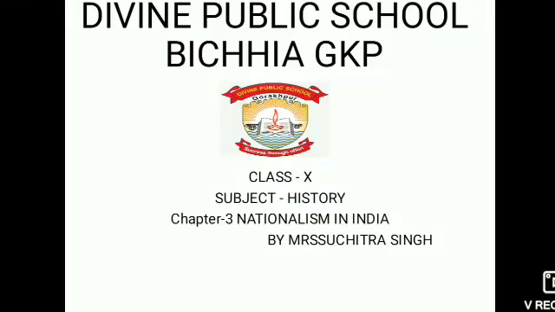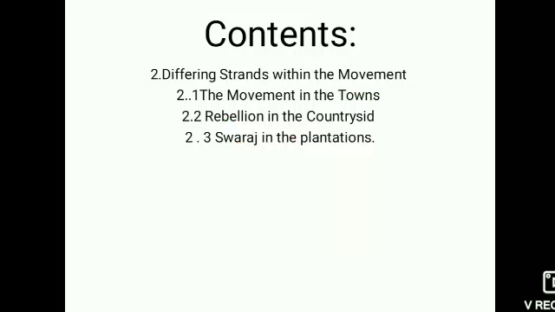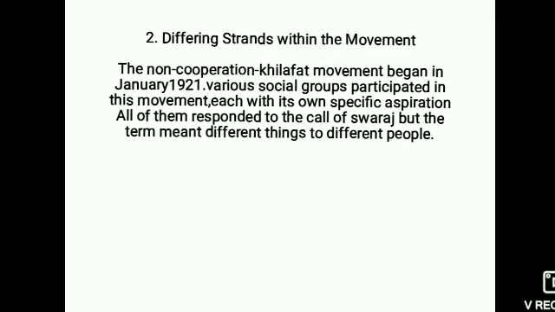Good morning, students. Today we will start Chapter 3, Nationalism in India, of Class 10th History. Contents are: differing stands within the movement, the movement in the towns, rebellion in the countryside, and Swaraj in the plantations.